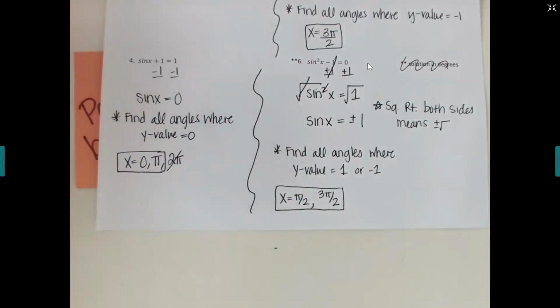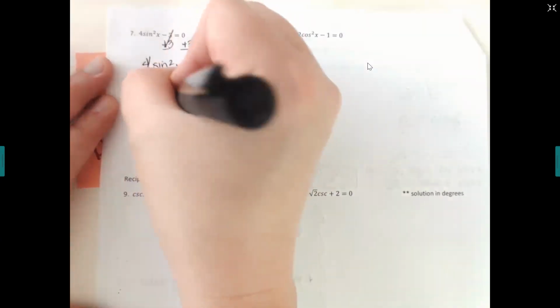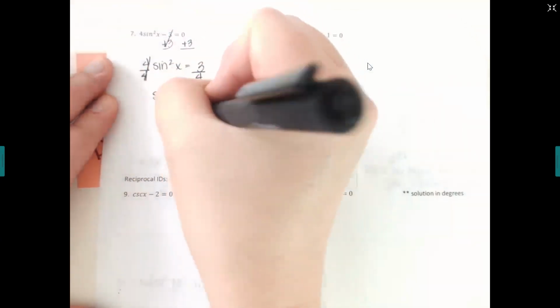Okay, go ahead and get started on number 7. What do you think you should do first? Plus 3. Okay, add the 3 across this, correct? So plus 3 plus 3. So I have 4 sine squared x equals 0 plus 3 is 3. Guesses on the next step? Oh, divide. Divide first and then we'll square root. That's okay. So divide by 4 first. So I have sine squared x equals 3 over 4.